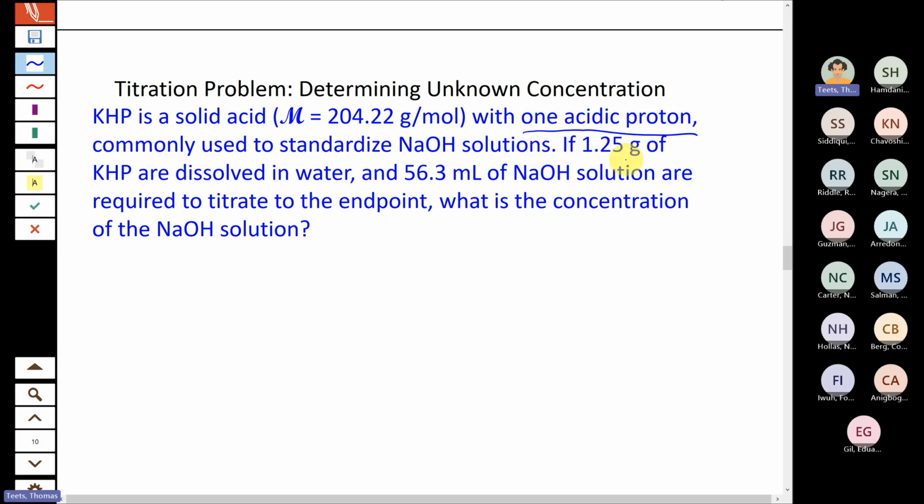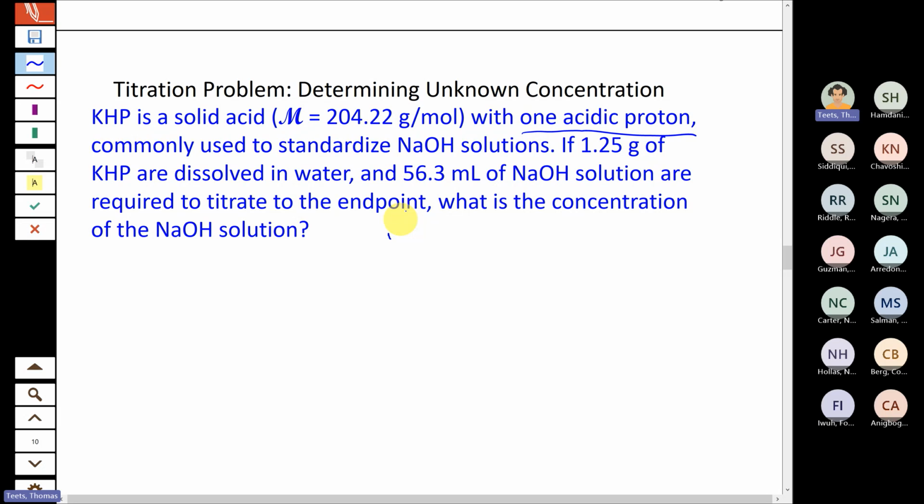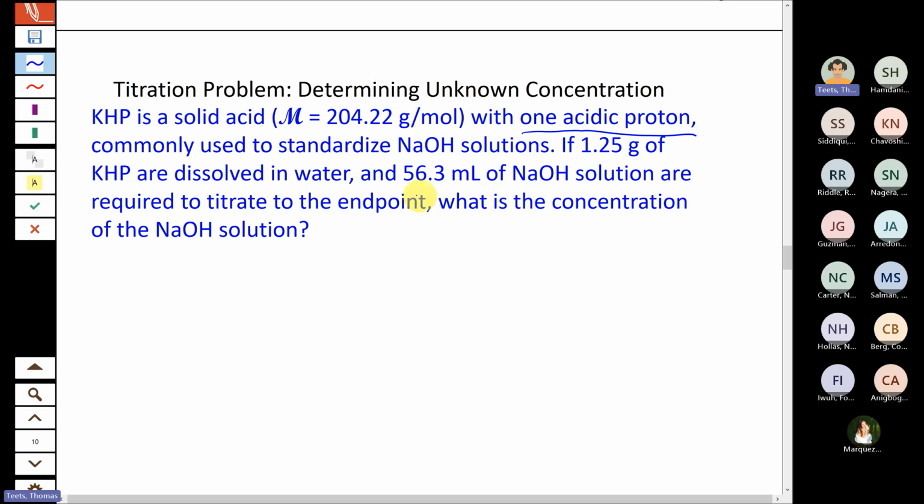And so we're going to take 1.25 grams of KHP that we can accurately weigh out and use it to determine the number of moles. So we have 1.25 grams of KHP, and then we just titrate it with sodium hydroxide until we get to the endpoint. And we measure that we need 56.3 milliliters of the sodium hydroxide solution to reach the endpoint. So we want to know what is the concentration then of that solution.